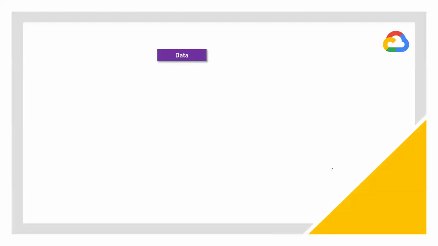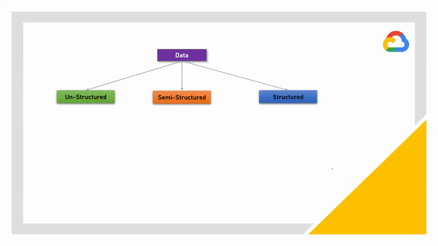Then we enter into the data engineering tools, right? Now tell me guys, how many different types is data categorized into? Anyone? Correct. There are 3 types. One is unstructured, semi-structured, and structured.